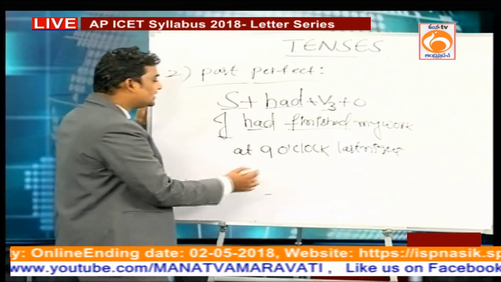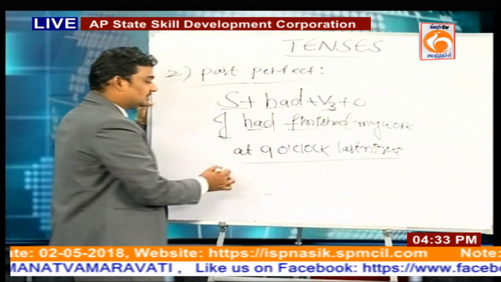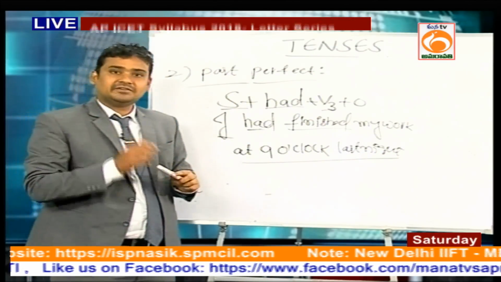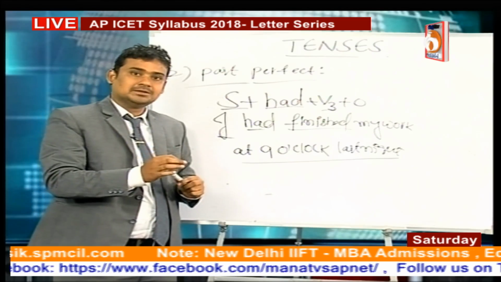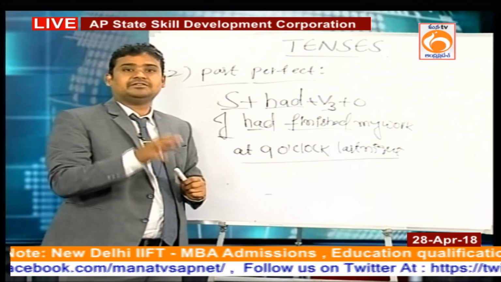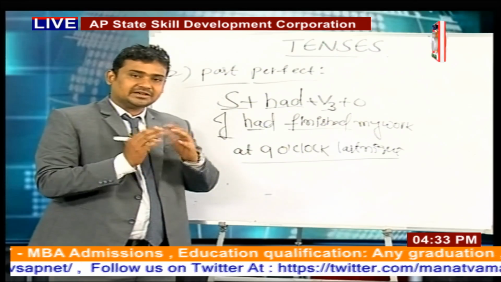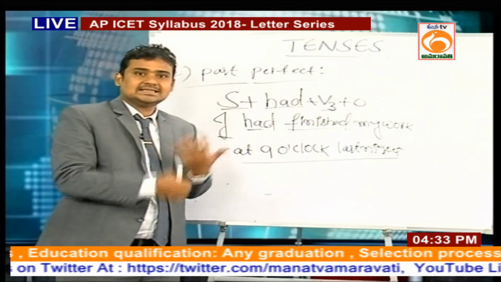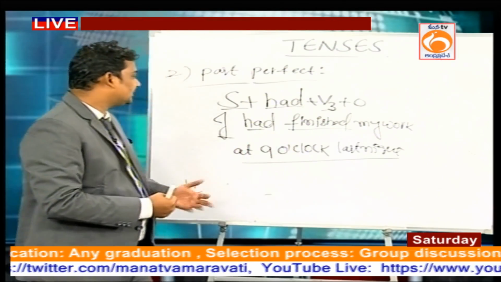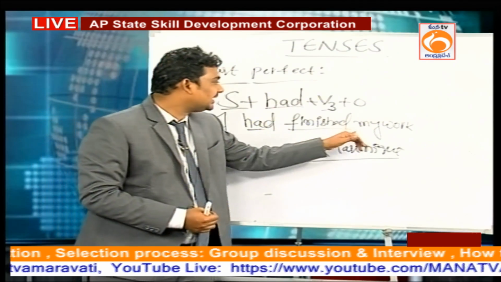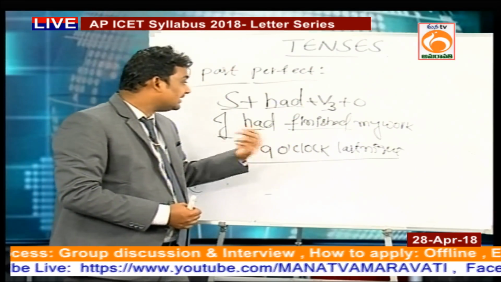Here I mentioned the time of action. We should use the proper, particular time of action. So in past perfect tense, we should use the exact time in the object column. I had finished my work at 9 o'clock last night.